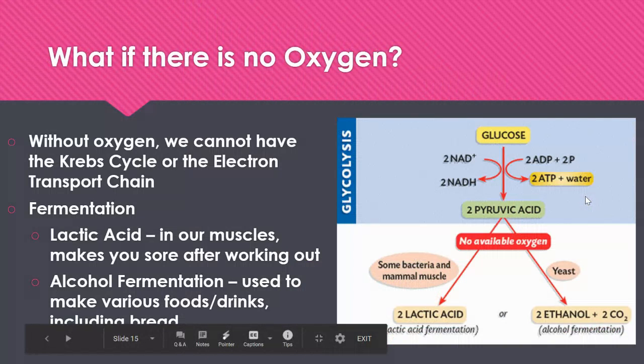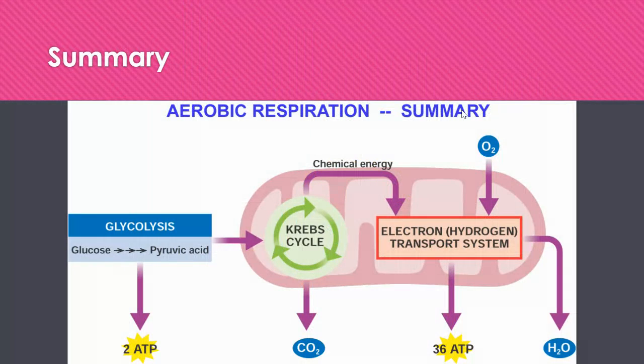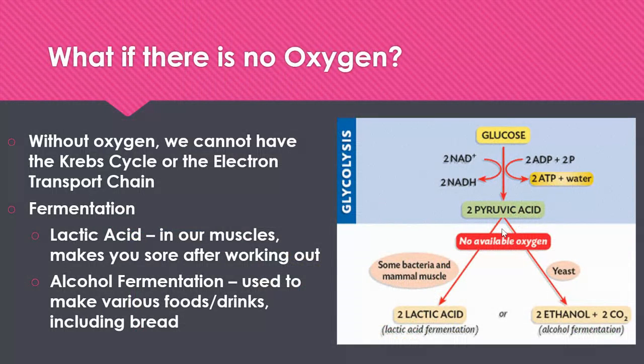All right, last little thing for you to think about. What if there's no oxygen? You saw that oxygen is needed in a big way for the electron transport chain. So what if there is no oxygen? What if you're working out so hard that you can't breathe in enough oxygen fast enough for your body to use it? Well, without oxygen, we can't have the Krebs cycle, and we can't have the electron transport chain. Basically, our mitochondria don't work how we want them to.